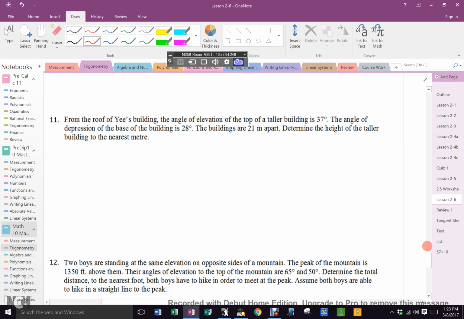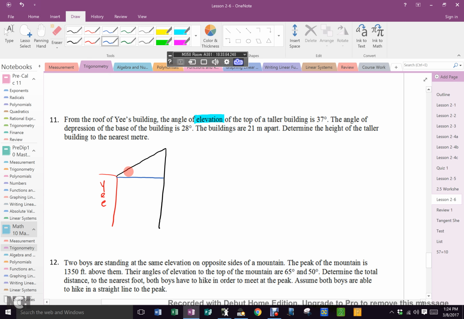Now, number 11 I told you was exactly like number 9. 19. So, from the roof of Ye's building. So I need to draw one building. There's Ye. Cool? From that roof, the angle of elevation. Where does elevation go? Up. So Ye is looking up to another building. Everyone agree? Now, have I made an angle yet? I need to add this in, right? Now I have an angle.